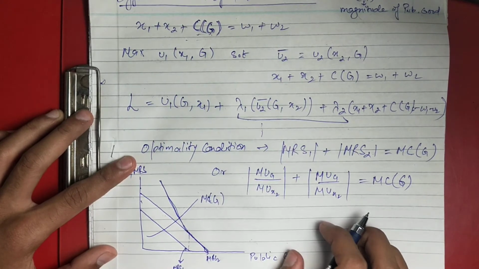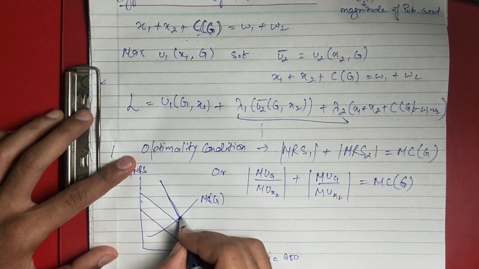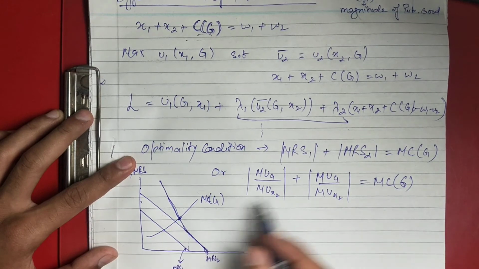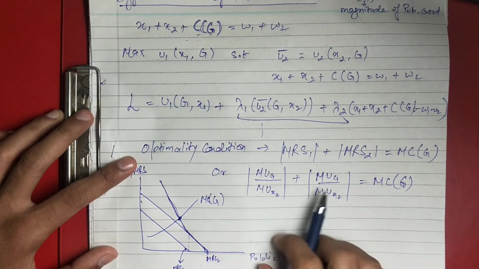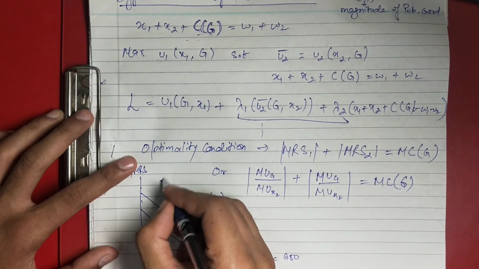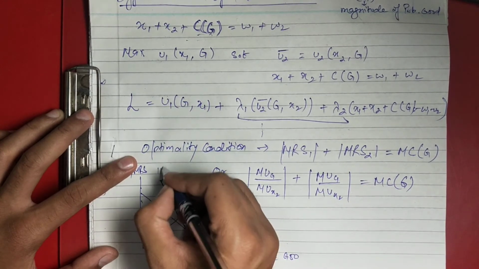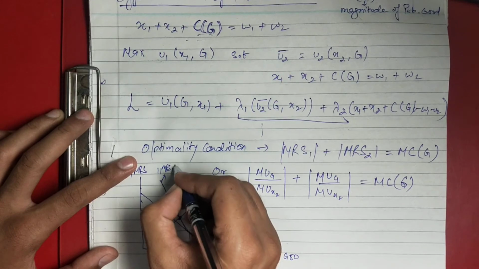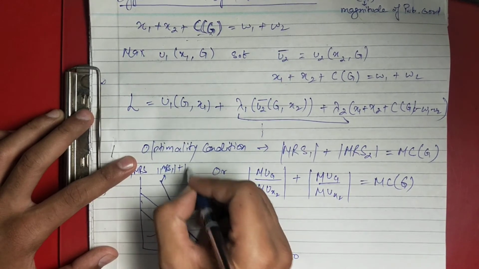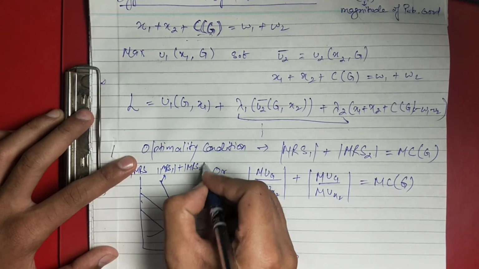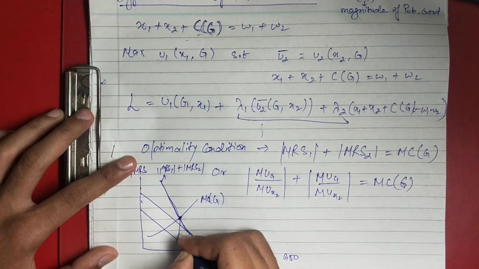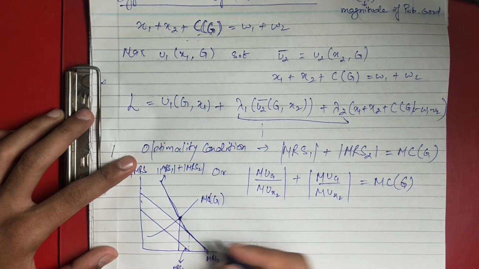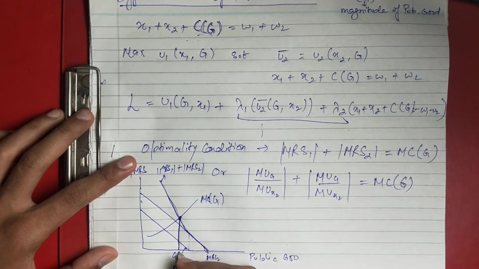Now, according to the condition, this is the point where the DD function, that is MRS1 plus MRS2, is equal to MCG, because this curve is nothing but the summation of the other two curves. So this is the MRS1 plus MRS2 curve, and this is the point where the optimality condition is satisfied. This will be your G star.